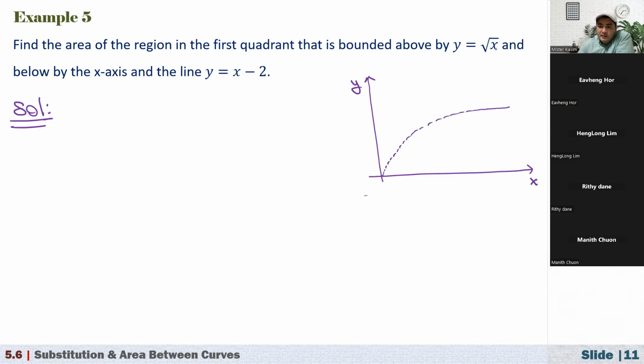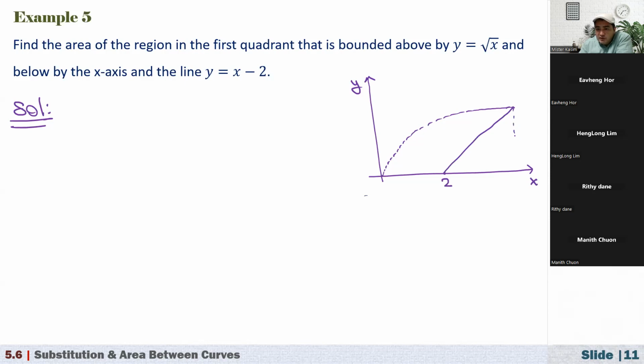This one is square root of x, right? And how about x minus 2? When x equals 2, that's equal to 0. And we know it's a straight line. It will be something like this. Okay. So they meet each other.